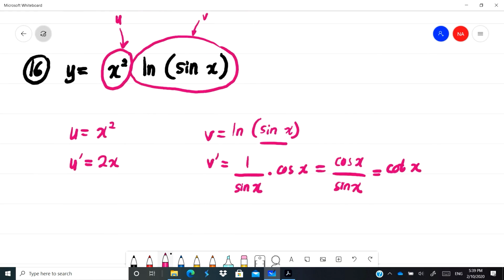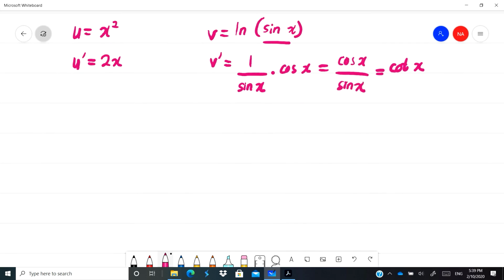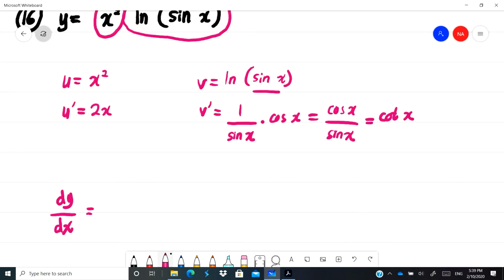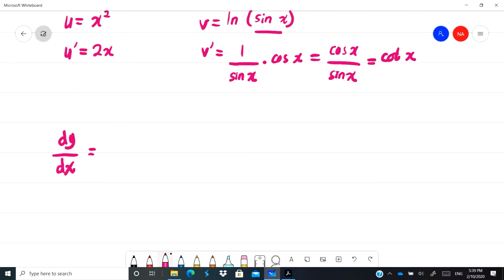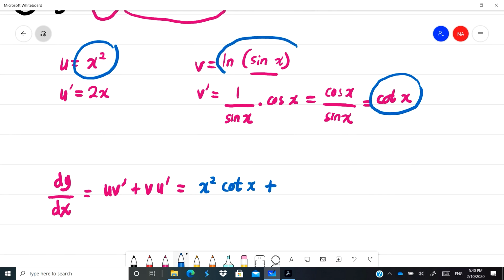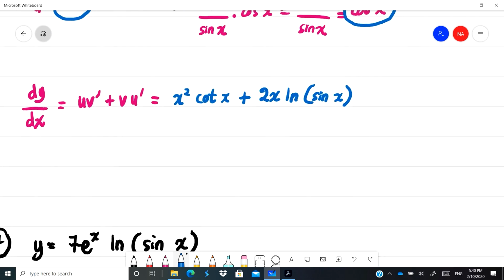Now I'm going to use the formula for dy over dx for the product rule. So dy over dx is given by the formula uv prime plus vu prime. So you have to plug it into the formula. So uv prime will give you x squared cotangent x, and then plus v u prime, multiply this, so this will give you 2x ln of sine x. So we write 2x first, something like this. So you get the final answer here.